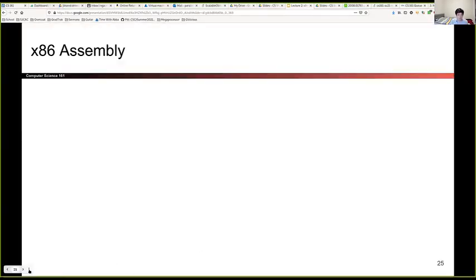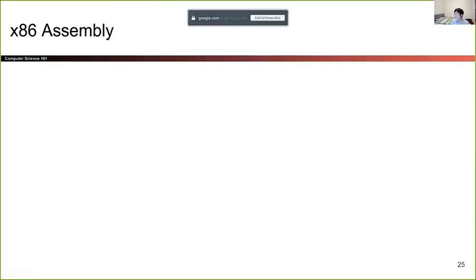I need to, I believe, only click on the speaker view instead of trying to advance the slides on the actual screen. Sorry about that.